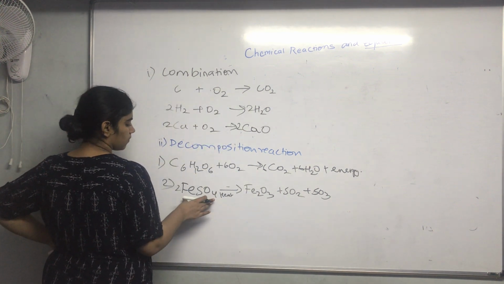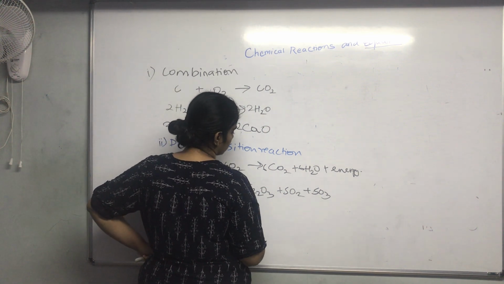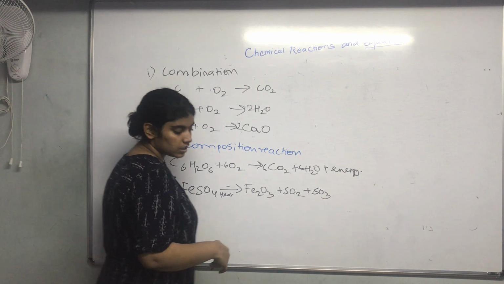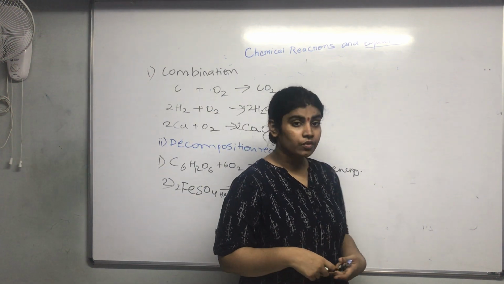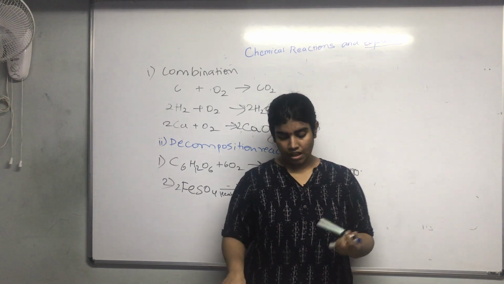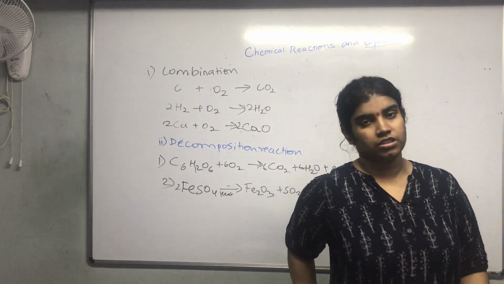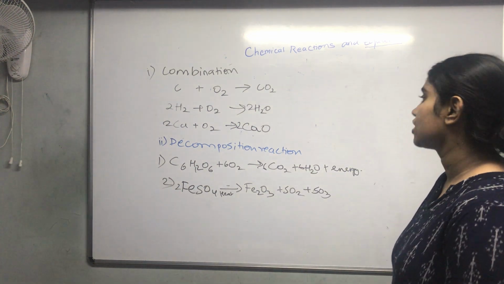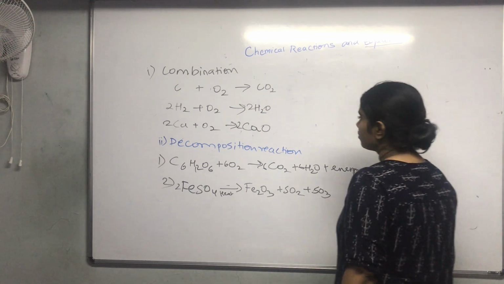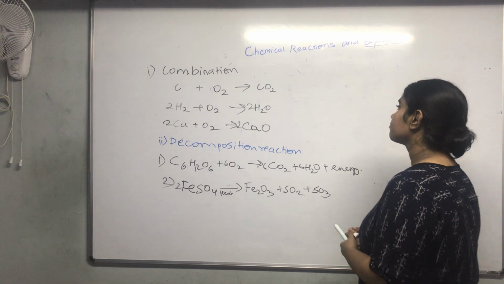So this ferrous sulfate in the presence of heat divides into 3 forms. So this is a kind of decomposition reaction. Okay, so up till now what you have learned is the combination reaction and decomposition reaction. Now what you are going to learn is displacement reaction.